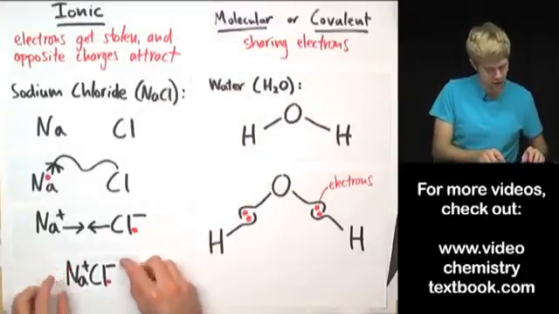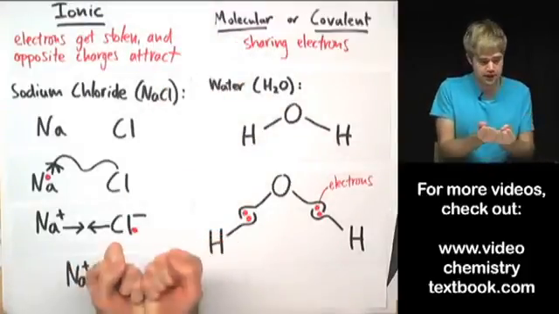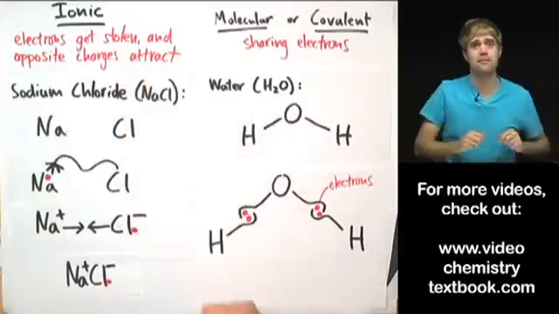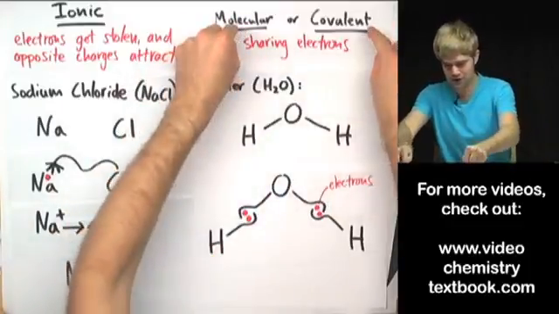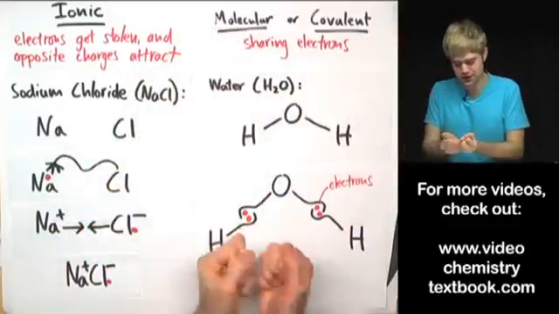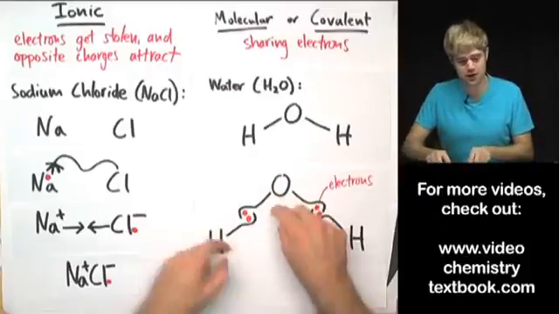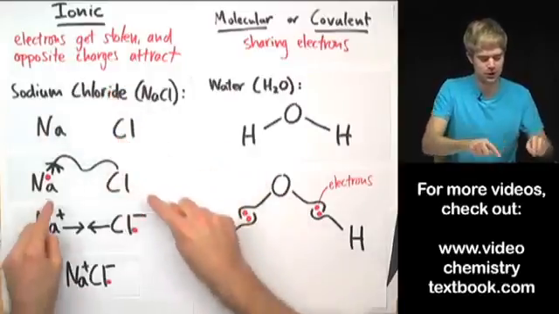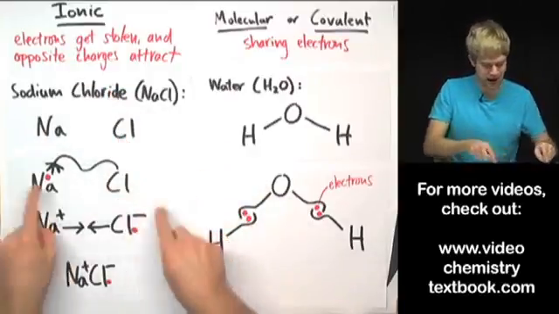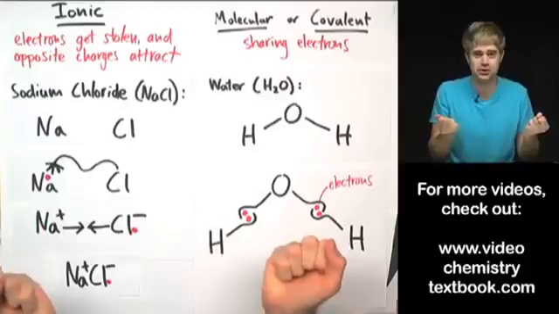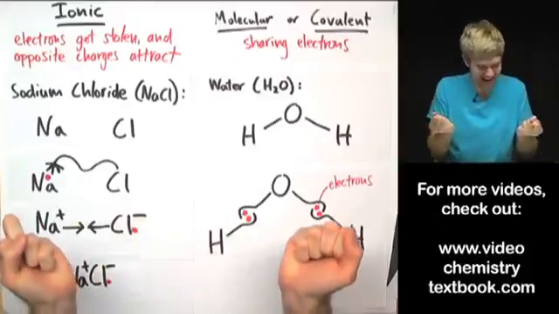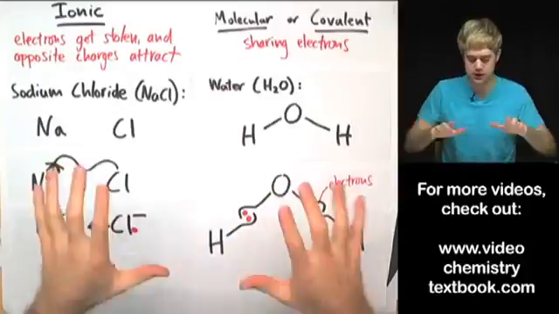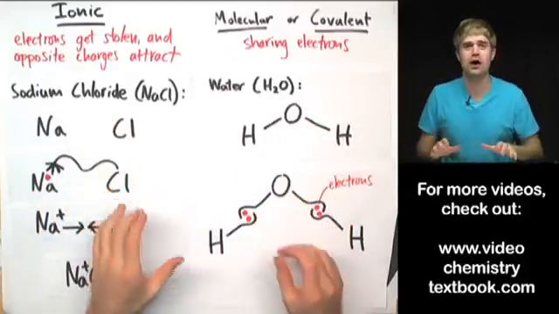And we end up with the two atoms stuck together because they're oppositely charged, and that's what holds ionic compounds together. So covalent or molecular compounds, the atoms are stuck together because they're sharing electrons with each other. Ionic compounds, the atoms are stuck together because one has stolen the other's electrons, it's given them opposite charges, and then those opposite charges have attracted just like magnets. So this is one way that ionic and molecular compounds differ.